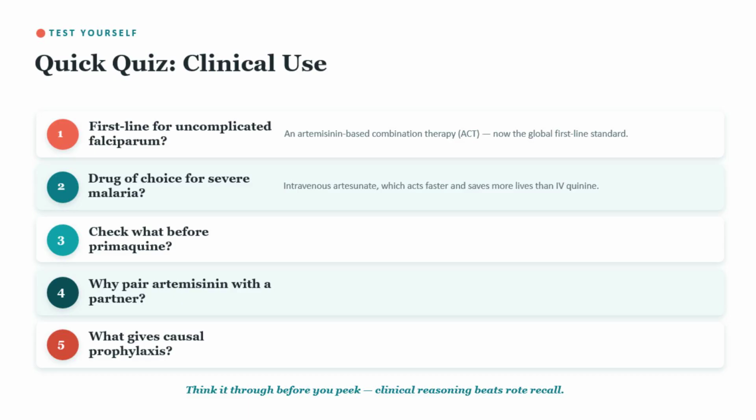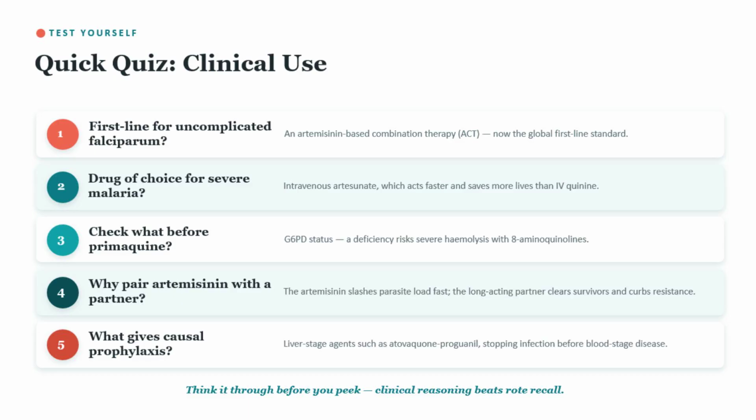Now let me run a quiz to bridge mechanism to bedside decisions. I want you to remember that ACT is first line for uncomplicated falciparum, that IV artesunate is the drug of choice for severe malaria, and that G6PD screening is mandatory before any 8-aminoquinoline. Let me use the PfDHFR question to revisit with you why combination therapy both improves cure rates and protects against resistance, and the prophylaxis question to highlight the liver stage causal agents like atovaquone-proguanil.